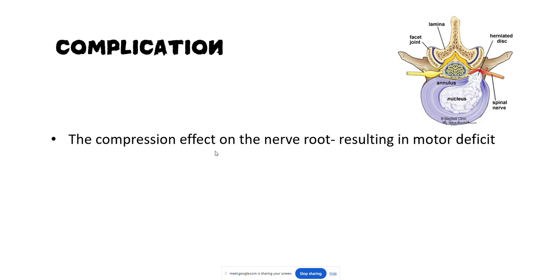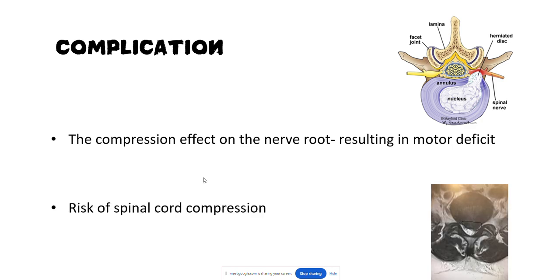So for the complication, the compression effect on the nerve root will result in motor deficit, which causes the patient to lose or have impairment of voluntary muscle movement, and the risk of spinal cord compression of the cervical or thoracic. The complication will affect the patient's daily routine or activity. When they feel pain, they cannot do the activity.